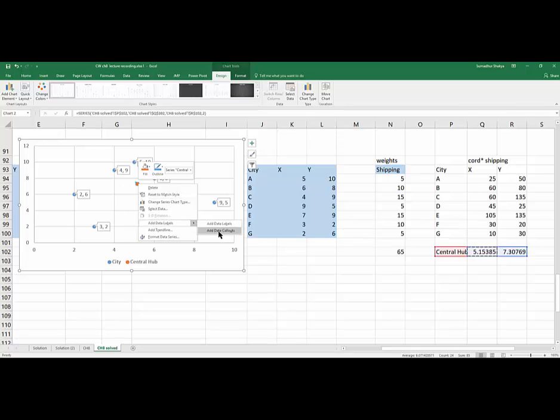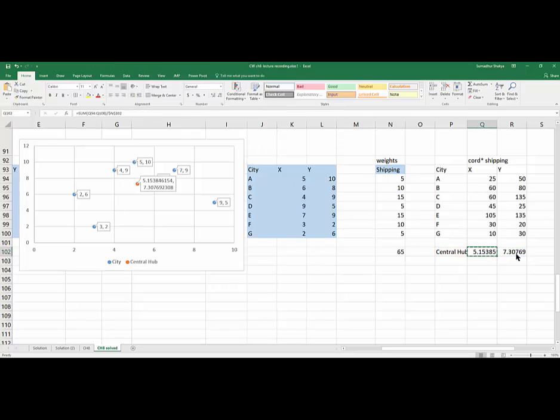Now if a central hub was to be located at this location, under hold on, this Control Shift A, nope, Control Shift $, nope, Control Shift, nope, come on, okay, better.